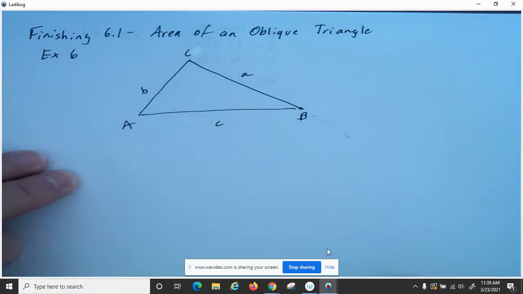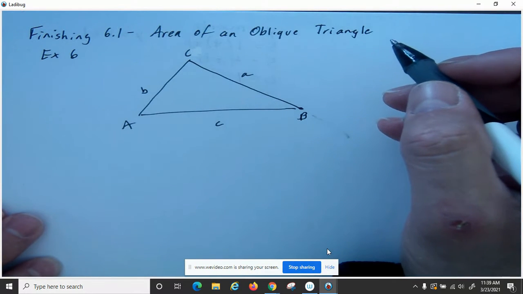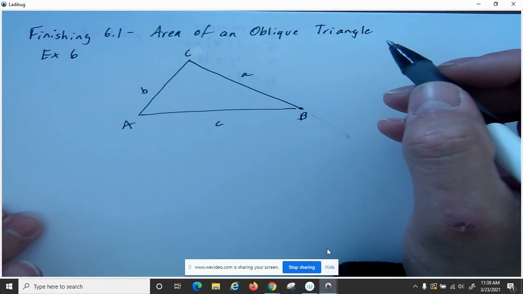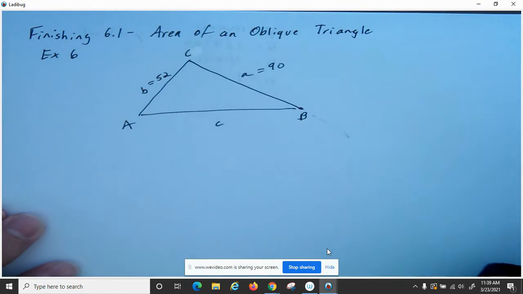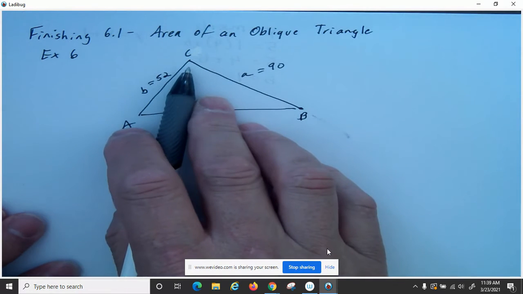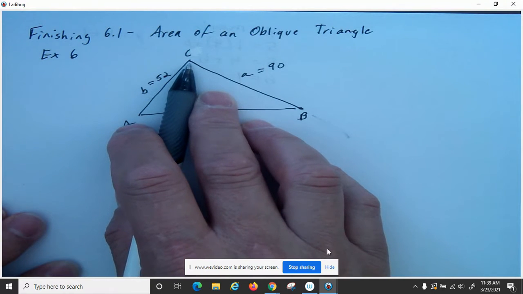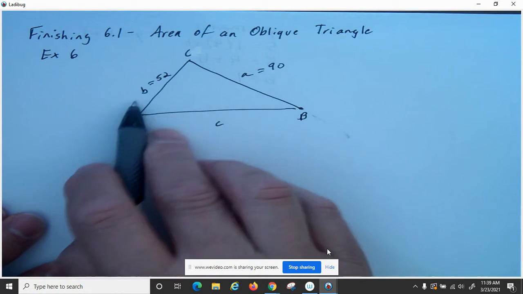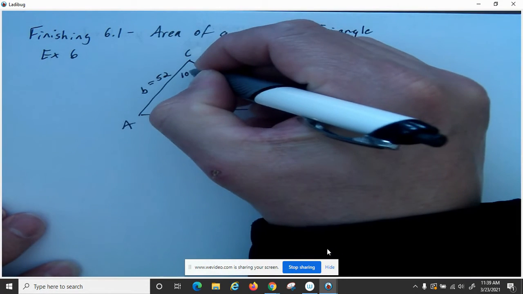All right, so I know that according to our example, we have lengths of 90 and 52. Let's just say this is 90 and this is 52, and an included angle of 102 degrees. This is the included angle. The included angle is always going to be the vertex shared by the two sides. This side and this side share this vertex, so that makes that the included angle, and that's 102 degrees.